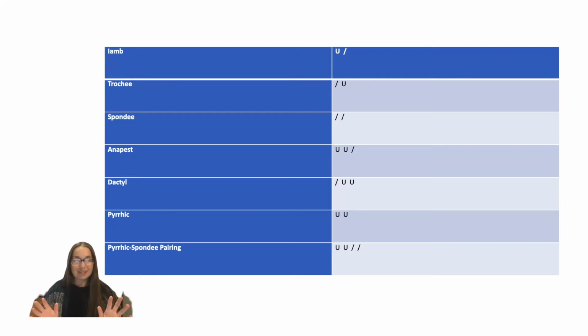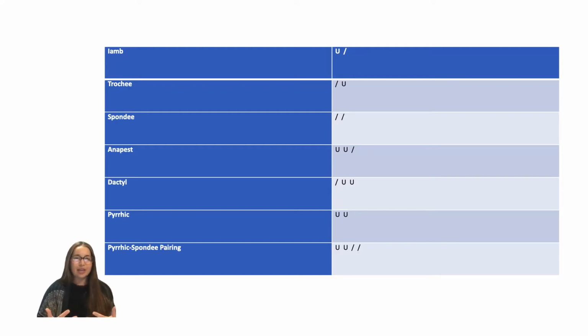There are definitely more, but these are the variations that we see most often. So in addition to the iamb, you see noted the trochee, whose pattern is opposite of an iambic foot, a spondee, just 2 stressed syllables, the anapest, which is unstressed, unstressed, stressed, which actually kind of sounds like the word itself, anapest. There's the dactyl, which is the opposite of an anapest, and a pyrrhic foot, which is 2 unstressed syllables. And often when there is a pyrrhic foot, it's followed by a spondee. And this combination is often called a pyrrhic spondee pairing, or sometimes it's referred to as double iamb.